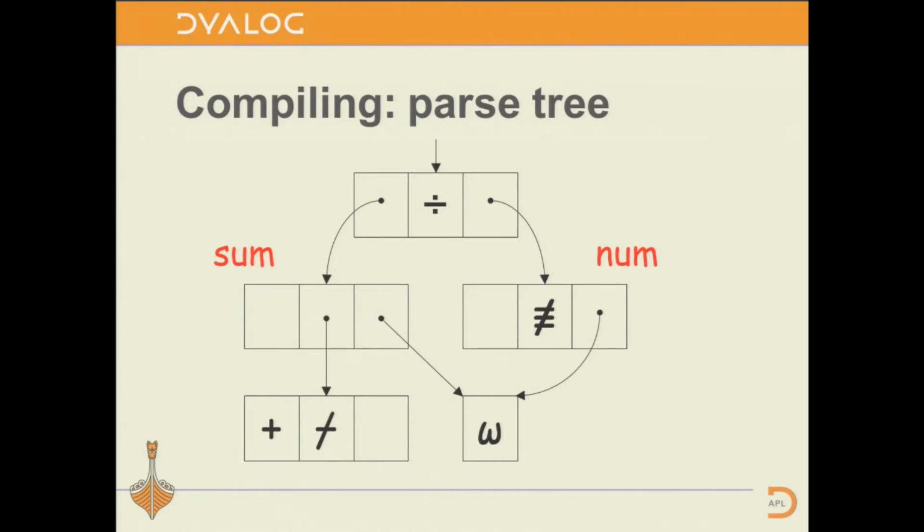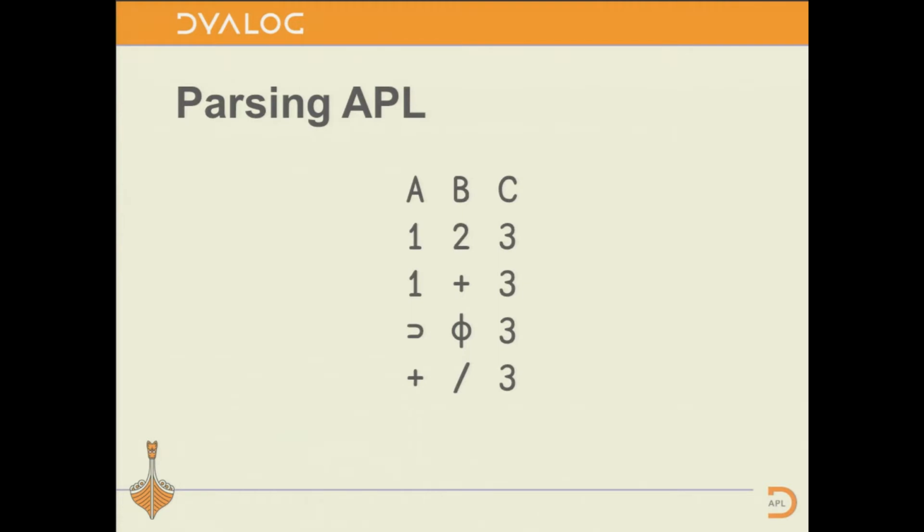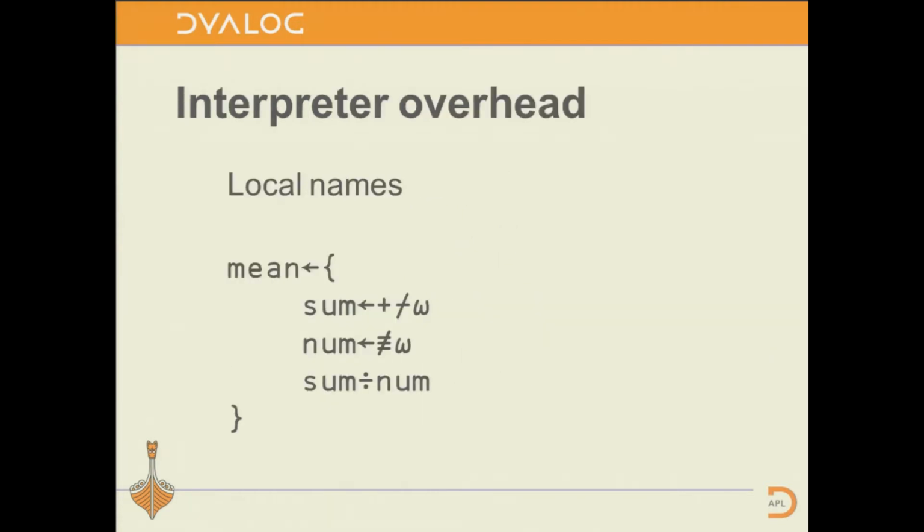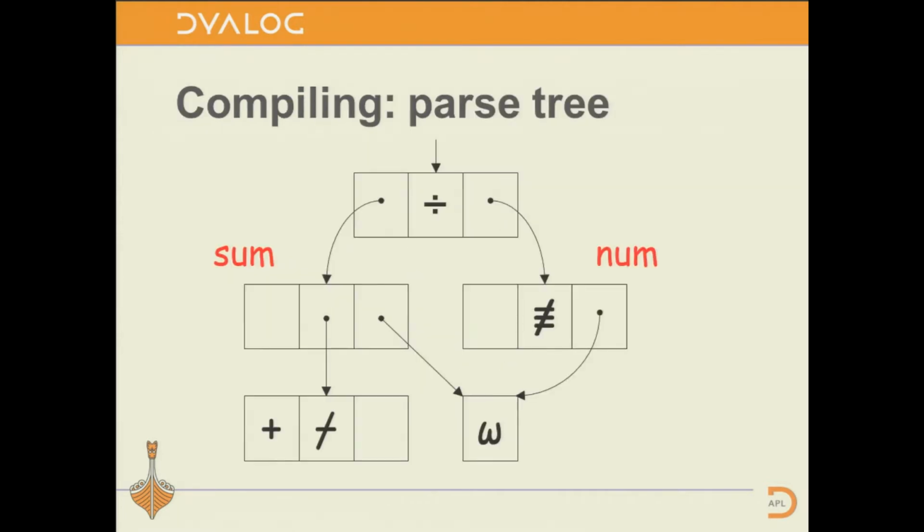Fundamentally, it takes a single function. This is based on the mean example here, where I've named the sum of the argument and the number of items in the argument, and produces a tree. If there are any graph theorists in the audience, I should say it's a directed acyclic graph, but I'll call it a tree.